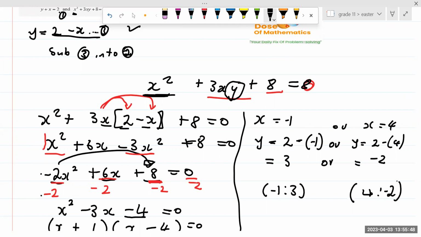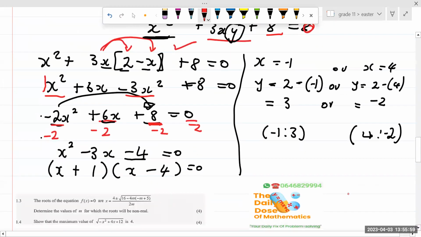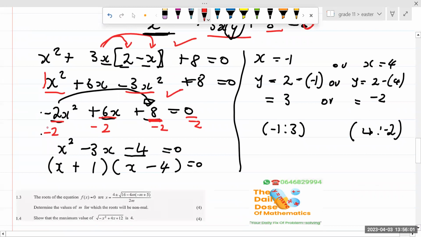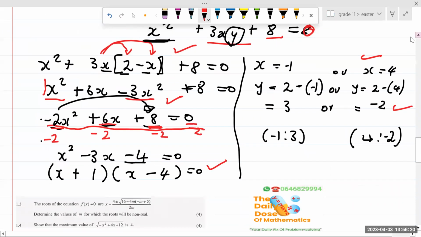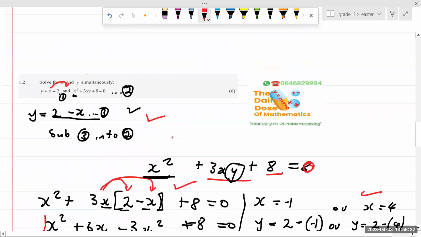Okay, how do you mark this, guys? You are going to get 1 mark for making equation number 3, 1 mark for correctly substituting, 1 mark for the standard form. Guys, instead of dividing by 2, you could have used the quadratic formula. And then you get 1 mark for factorizing, 1 mark for both x values, and 1 mark for both y values. So it's 1, 2, 3, 4, 5, 6 marks. And then we are moving on to the next question.